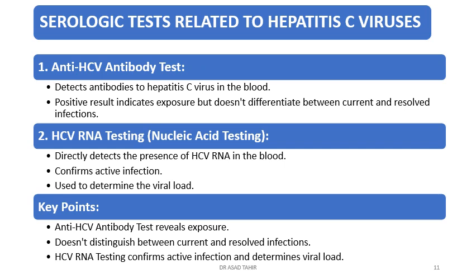HCV RNA testing, nucleic acid testing, directly detects the presence of HCV RNA in the blood. Confirms active infection. Used to determine the viral load. Key points. Anti-HCV antibody test reveals exposure. It does not distinguish between current and resolved infections. HCV RNA testing confirms active infection and determines viral load.